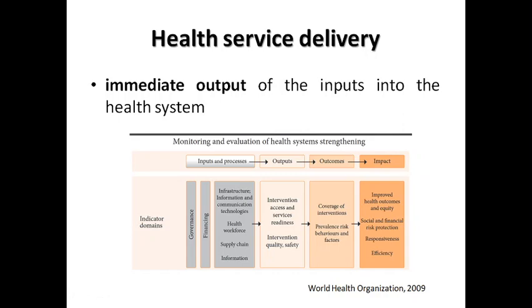And you will see later on how this figures into the framework. And of course, intervention, quality, and safety. All of this will have to come in for us to see the outcomes. This will lead to the outcomes. As we have mentioned in the framework, coverage and prevalence of risk and behaviors, and then eventually will lead to the health impact that we hope to achieve, which is improved health outcomes, not only in level but also in equity, social and financial risk protection, responsiveness, and efficiency.